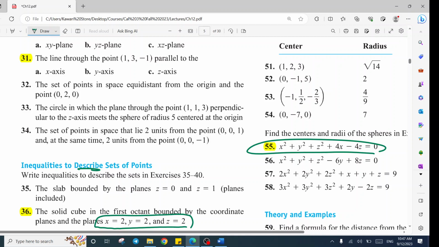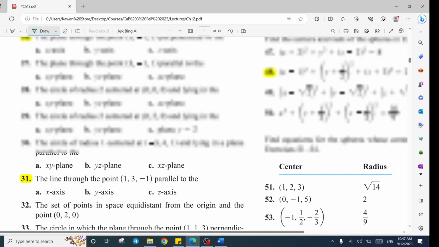You can look at the answer, then you understand what's going on. Clear? Good. Any question?